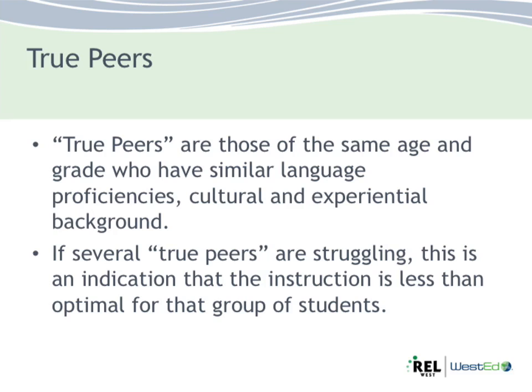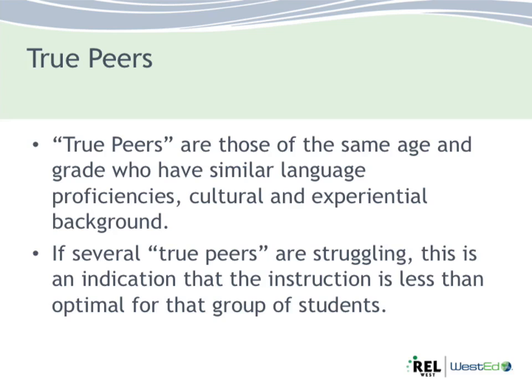And I'm going to define that. So this is a key concept. A true peer, or those students that are of the same age and grade who have similar language proficiency in both English and the native language, same native languages, similar cultural and experiential backgrounds such as birth country or U.S. born, if born in the United States, what generation, what's their experiential background, and we'll be talking about those more in depth.